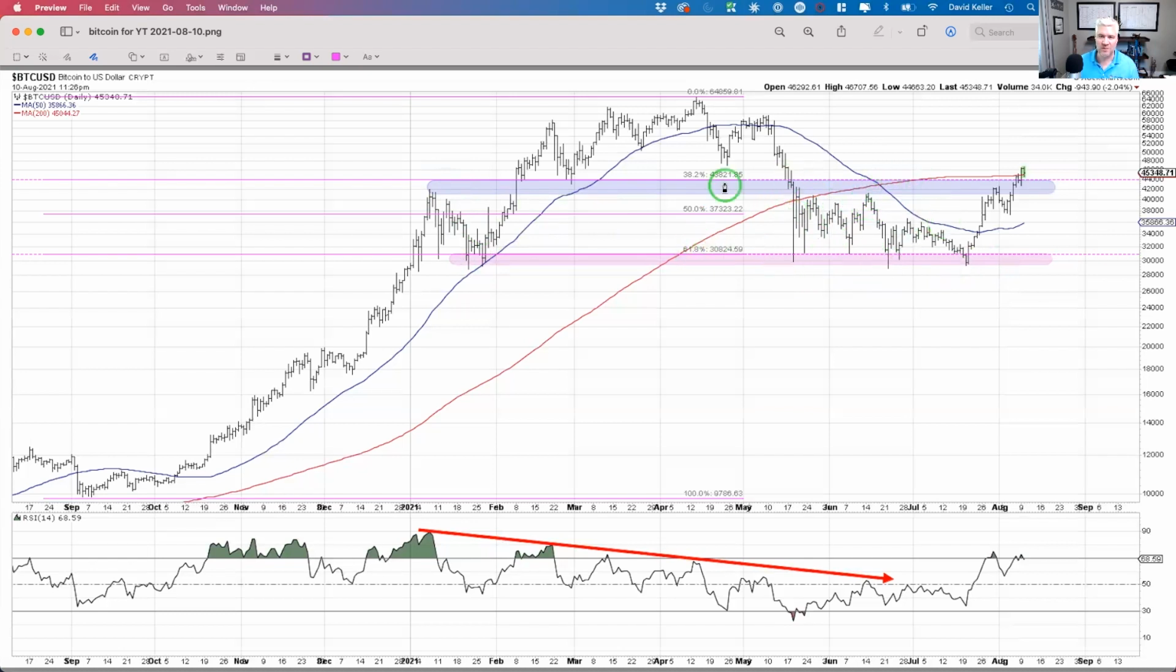It matches up pretty well with some Fibonacci levels. If you take the low at 10,000 in September, you take the high just below 65,000 in April, you can see 38.2% of the way is at 43 to 44,000. 61.8% is just above 30,000. So it lines up fairly well with the range that we've had.